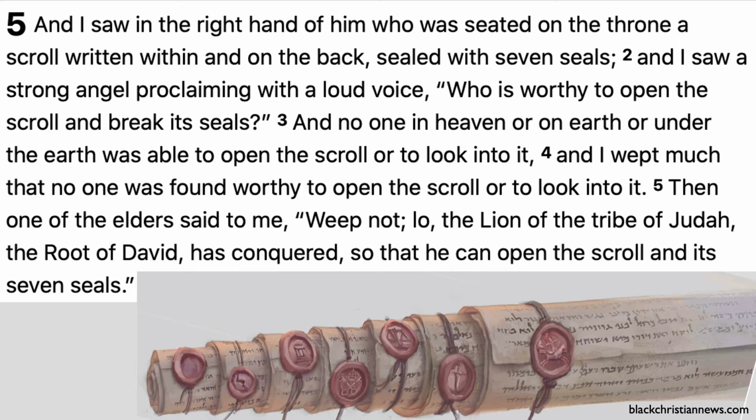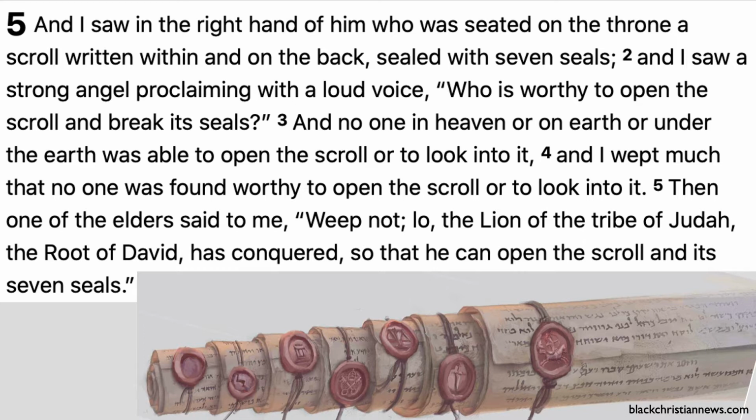I'd like to just think about chapter 5 with you as we continue the reading here. Let's look at the first 5 verses. And I saw in the right hand of him who was seated on the throne a scroll written within and on the back, sealed with 7 seals.